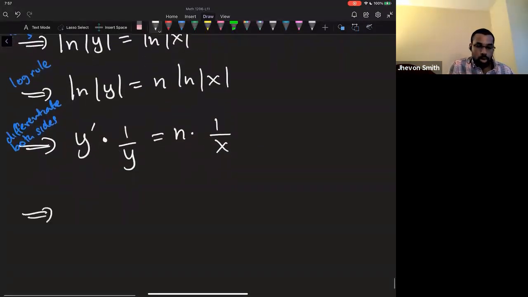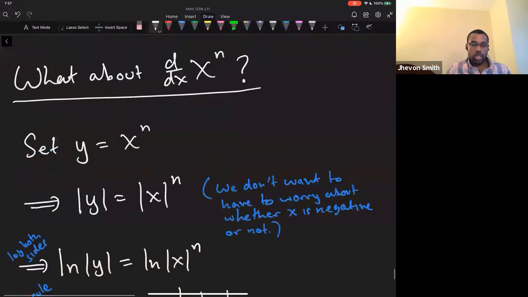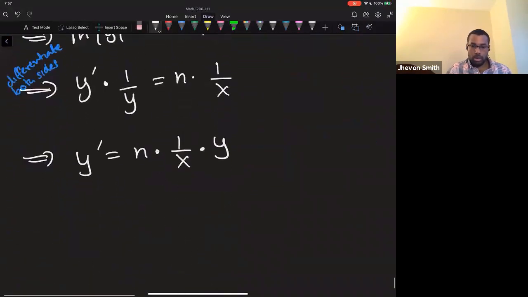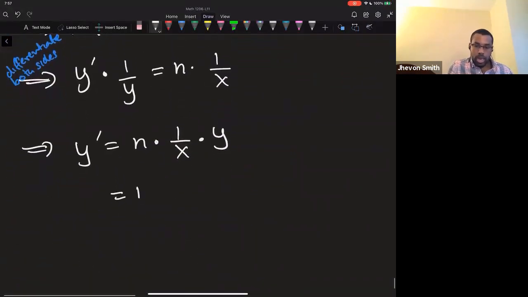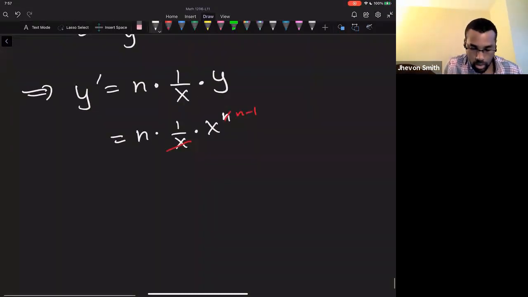So now you'd have y prime. You'd multiply by y on both sides. But remember what your y was. Your y was x to the n. So this is going to be n times 1 over x times x to the n. That is going to cancel into that, n minus 1, because we know that when you want to divide things of the same base, you subtract the powers. So this gives you nx to the n minus 1.